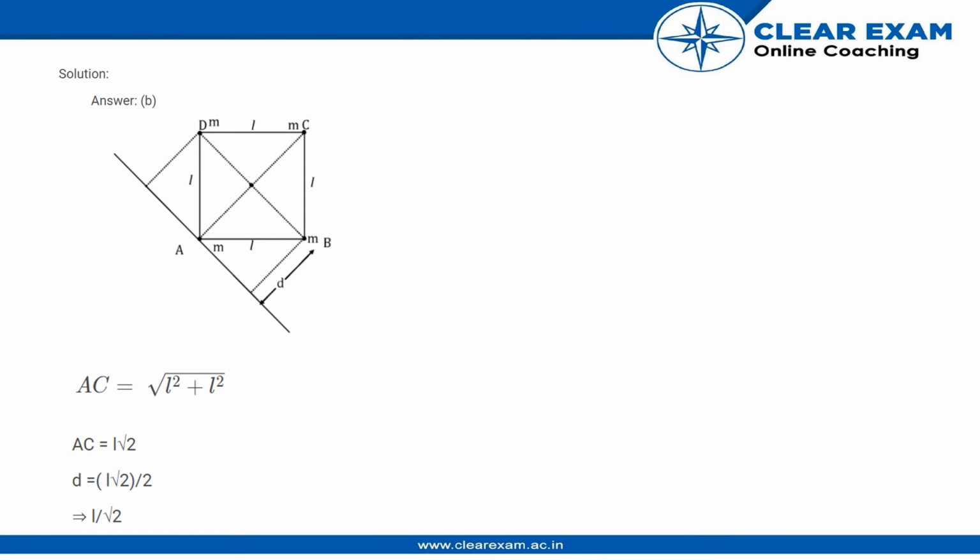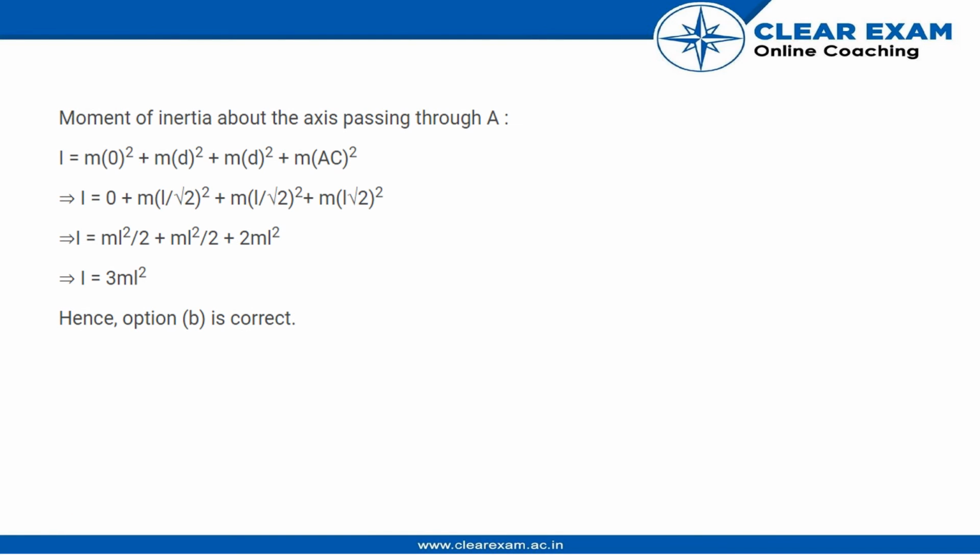So we can find the moment of inertia by adding the inertias of the particles individually. Moment of inertia will be equal to m times 0 squared, this is due to particle A which lies on the axis. Therefore its moment of inertia will be equal to 0 plus md squared due to particle B plus md squared due to particle D plus m times AC squared due to particle C. So I will be equal to 0 plus m (L by root 2) whole squared plus m (L by root 2) whole squared plus m (root 2 L) whole squared.